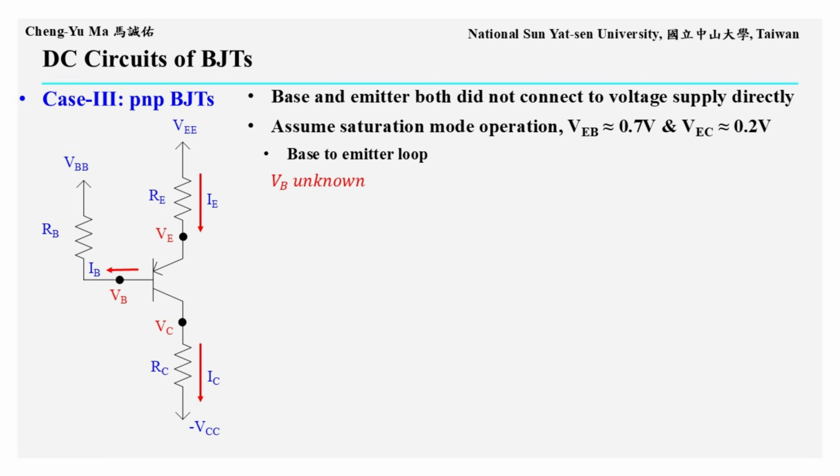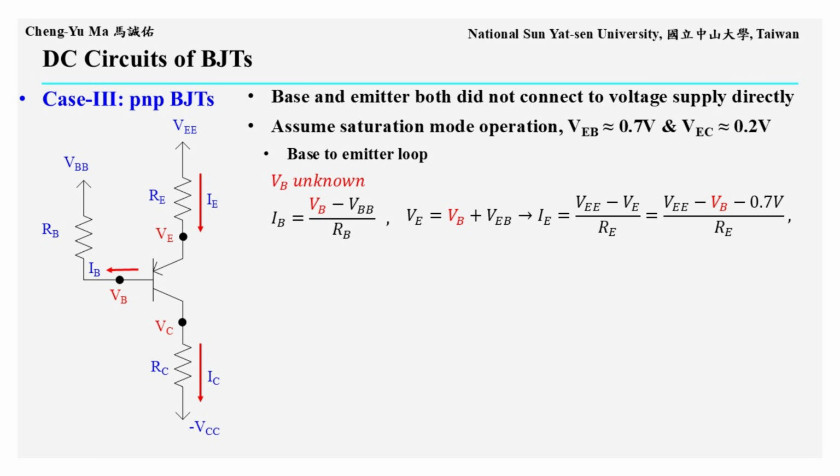Now let us analyze the case 3 PNP circuit in saturation mode. In saturation, VEB is approximately 0.7 volts, and VEC is approximately 0.2 volts. However, the resistance reflection rule cannot be used because the fixed active mode current ratio no longer applies. We again start from the base to emitter path and choose the base voltage VB as the unknown variable.